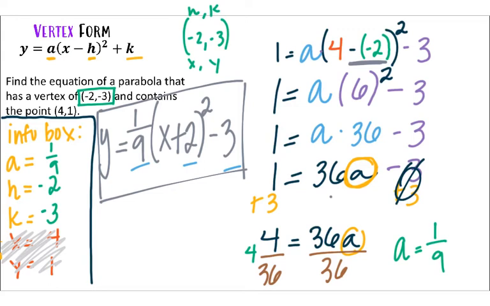All right, I hope this video better explains how to write quadratic equations in vertex form when you're given the vertex and a point on the parabola.